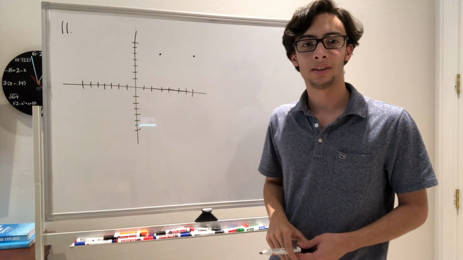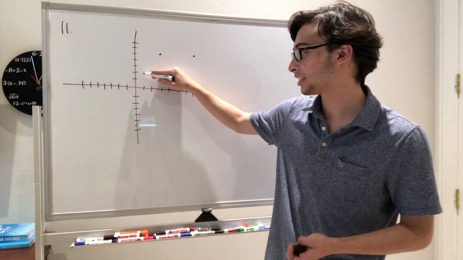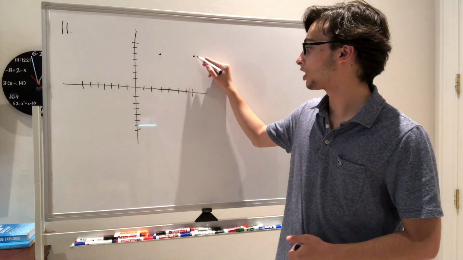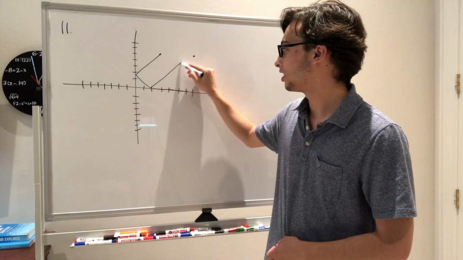Moving on to question 11, we have Larry starts at the point (3, 5), and he tries shining a laser off the y-axis, then bouncing off the x-axis, and then trying to run to the point (7, 5). So if we draw the path, it will look something like this.